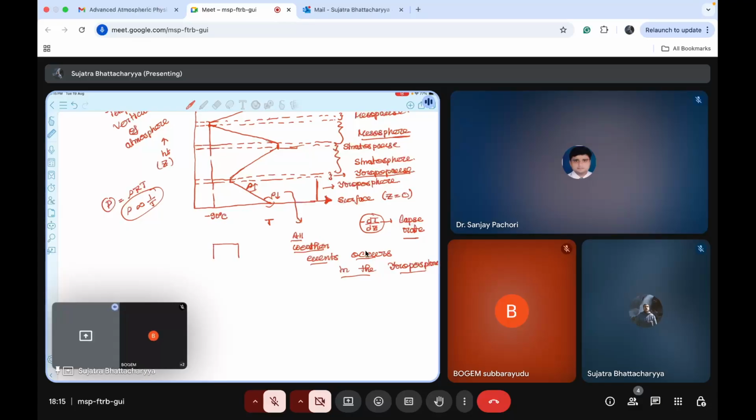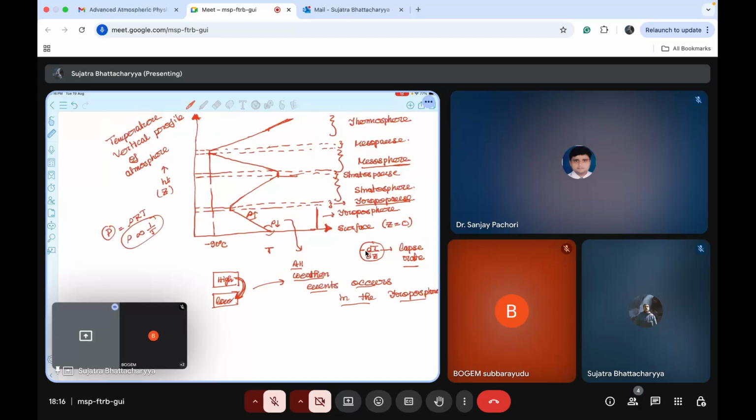Why? Because if you put high-density material over low-density material, what will happen? It will try to come back. And this process leads to the majority of the weather events, because there is a vertical transfer of dense air. So this creates the majority of the weather events.